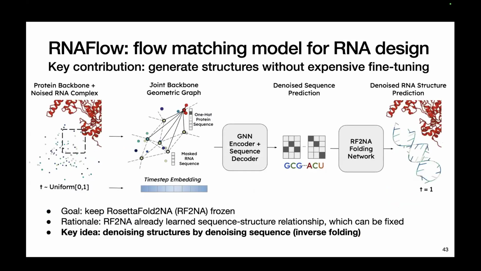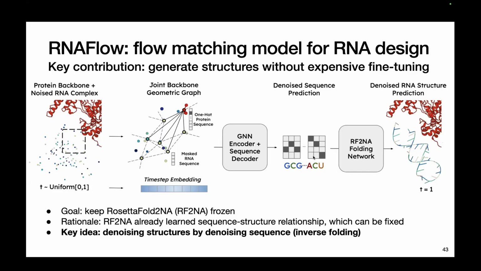But the key contribution here is that we don't fine-tune RoseTTAFold NA or any of these expensive neural networks. We took inspiration from the fact that RF2NA and all these protein structure predictors have already learned a good sequence-structure relationship, right? So if you want to generate structures, you can find a way to steer these existing protein folding models to generate the things that we want, right? So for the denoising structure, we can repurpose RF2NA as a denoiser in the diffusion process, right?